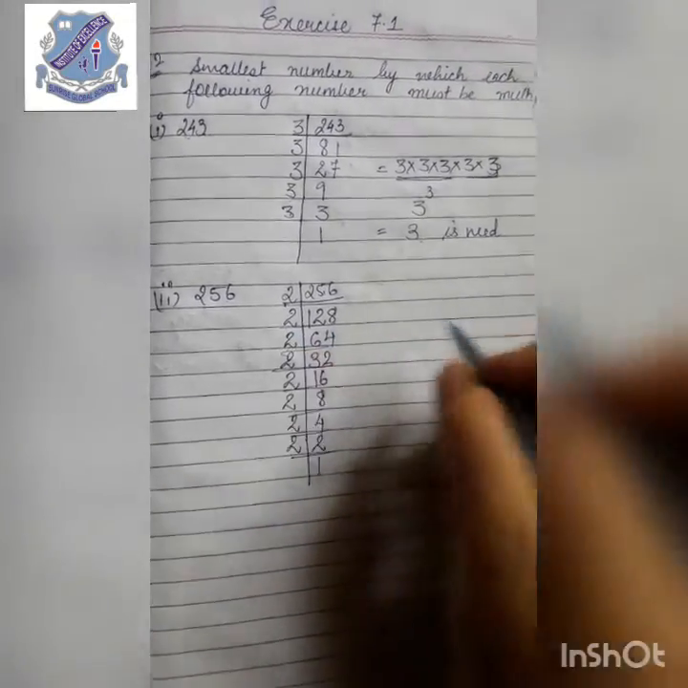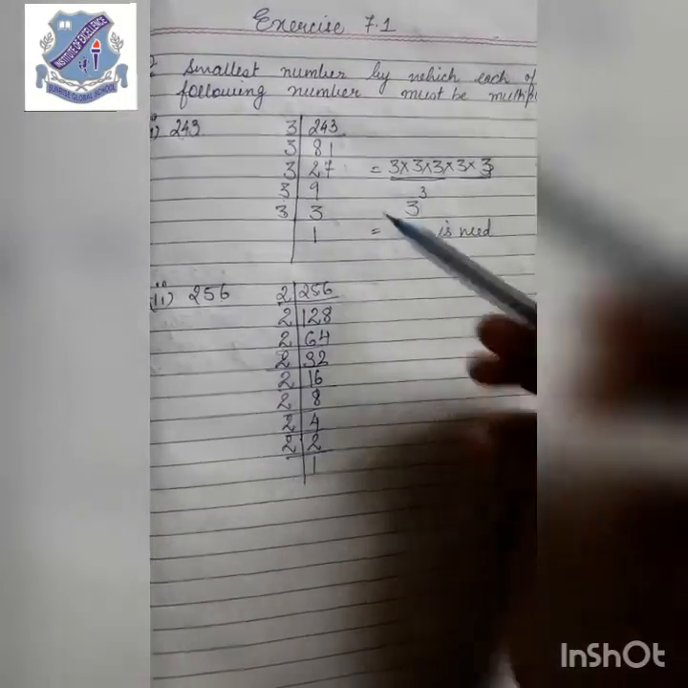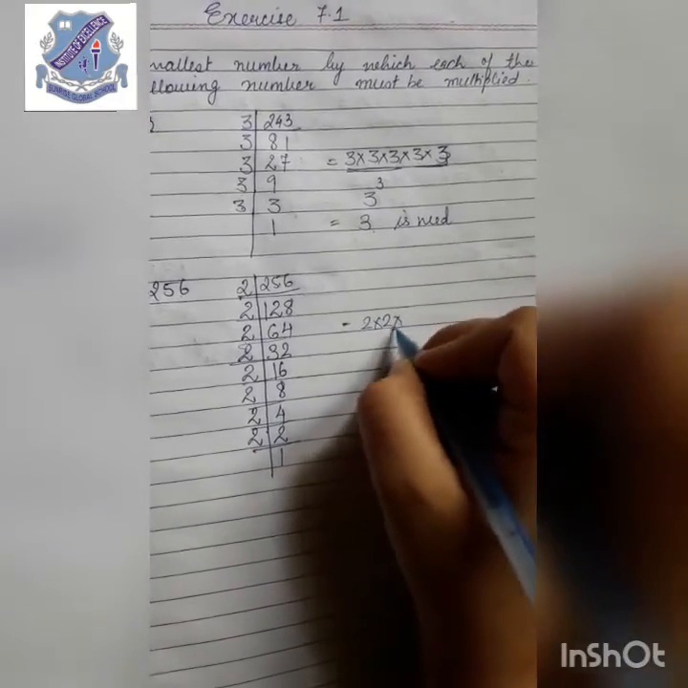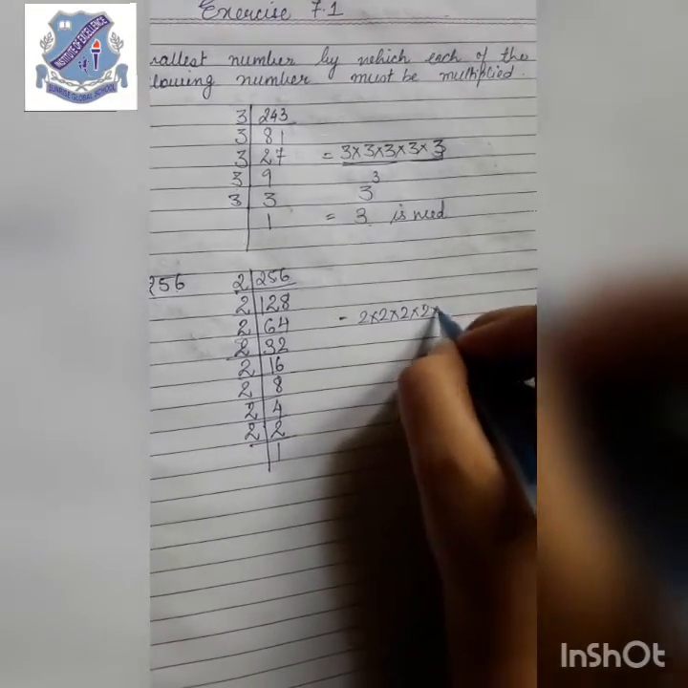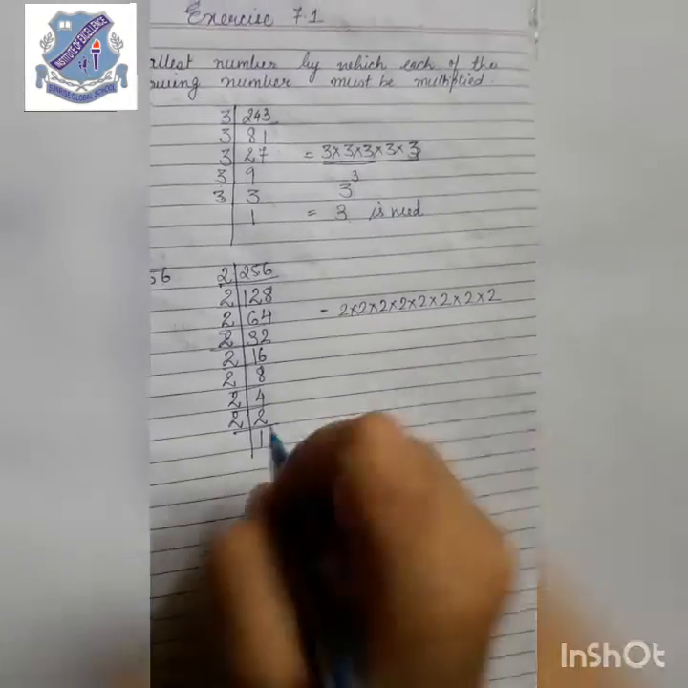Now let's see what we have got. It's 1, 2, 3, 4, 5, 6, 7, 8. We have got 8 times 2. So we'll write it over here. See, we got 8 times 2.